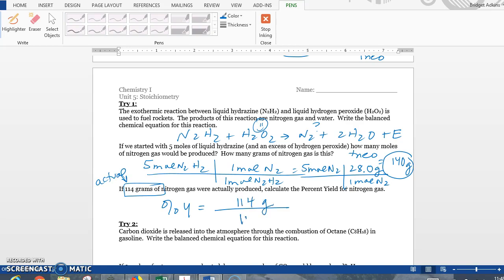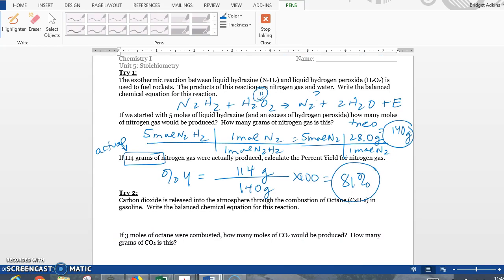We should have made 140 if everything went perfect in this recipe. And then we'll turn it into a percent. So this comes out to 81% yield. Again, not great for the yield, not awful either for this exothermic reaction.